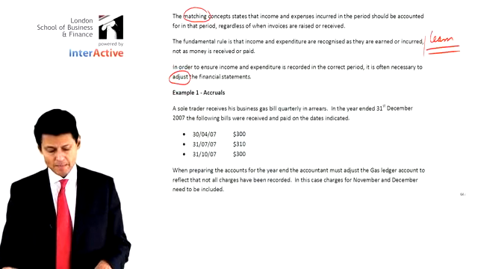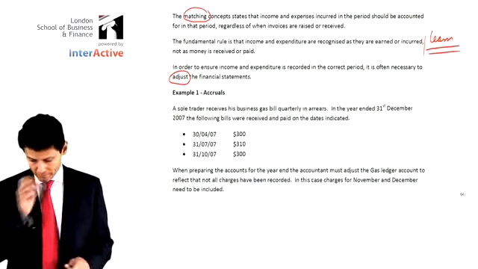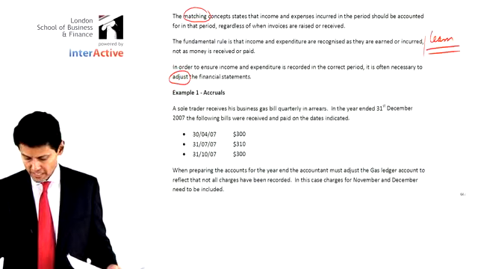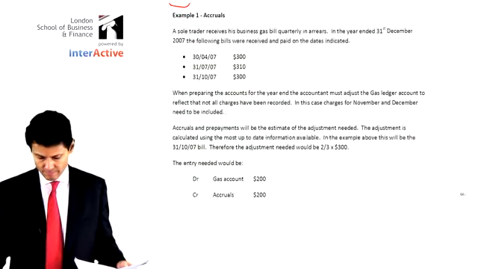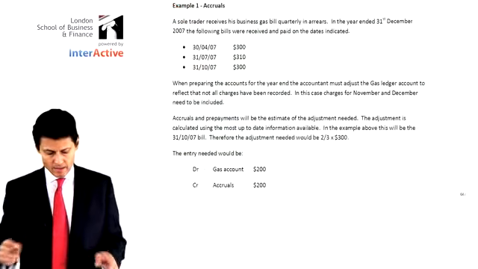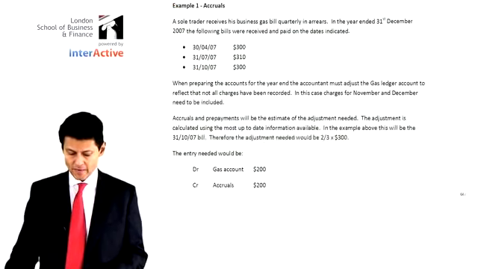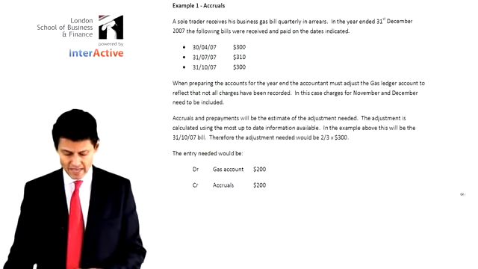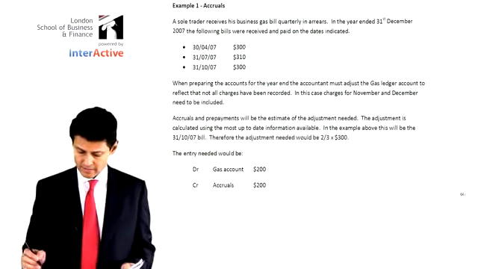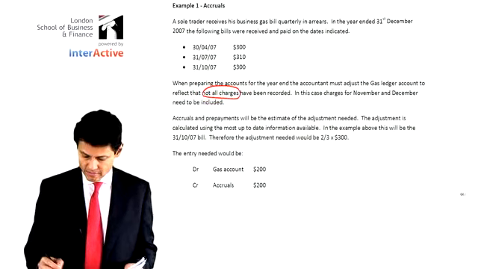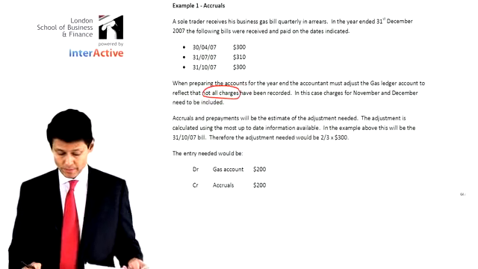In the year ended 31st December 2007, the following bills were received and paid on the dates indicated. So we have 300, 310 and 300. When preparing the accounts for the year end, the accountant must adjust the gas ledger account to reflect that not all charges have been recorded. In this case, charges for November, December need to be included.